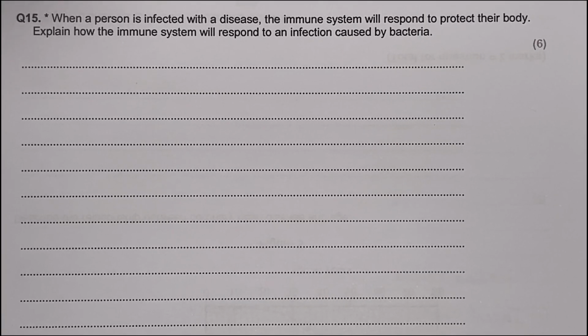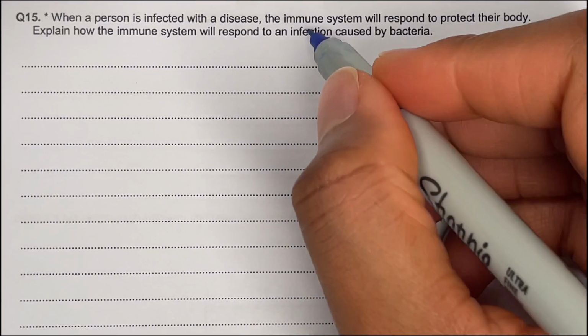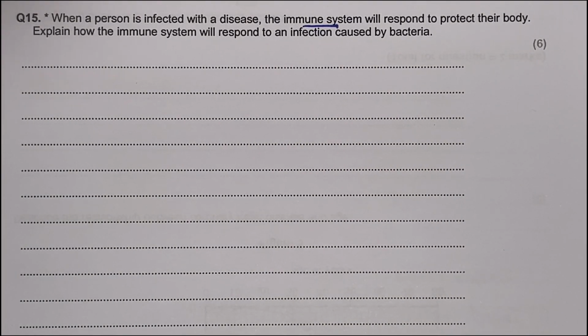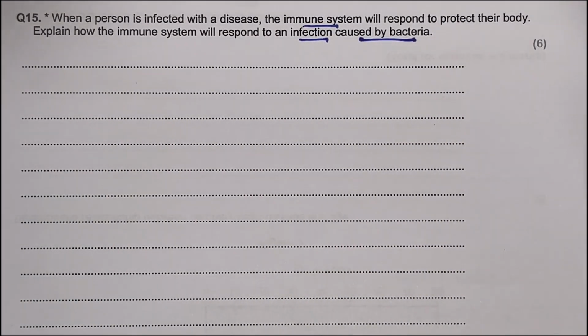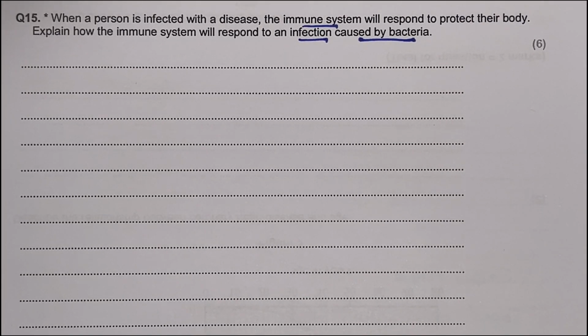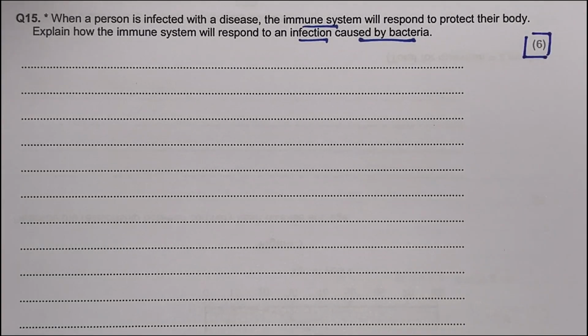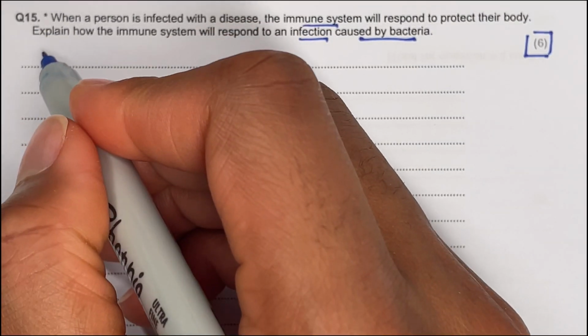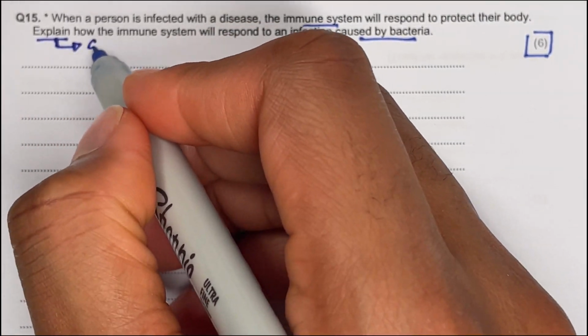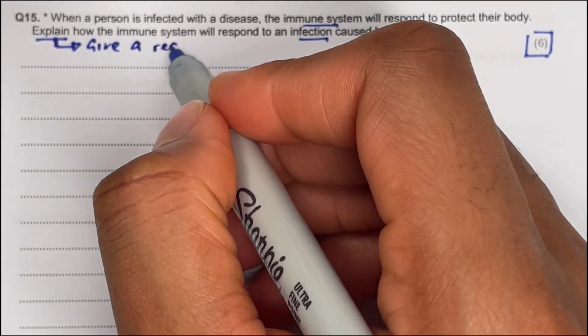When a person is infected with a disease, the immune system will respond to protect their body. Explain how the immune system will respond to an infection caused by bacteria. Infection caused by bacteria. So we are specific about bacteria. Okay? Step 1. How many marks is this question worth? The question has 6 marks. So I need to make a point, give a reason, make a point, give a reason. That will get me 6 marks. Now, step 2. The command word here is explain. Like I said, give a reason.